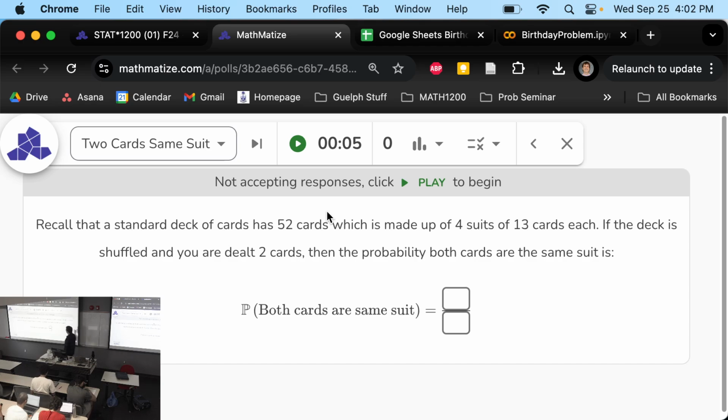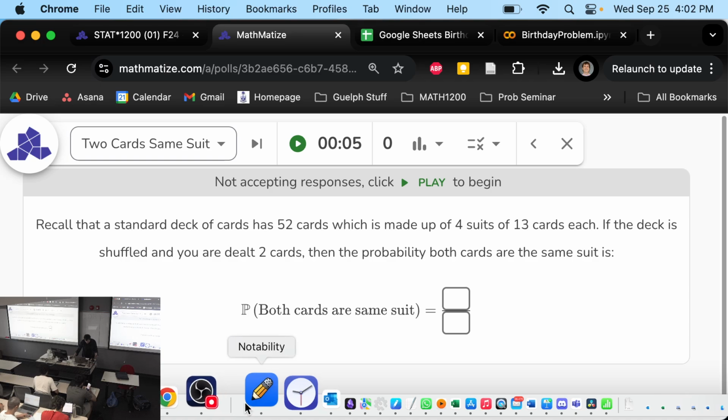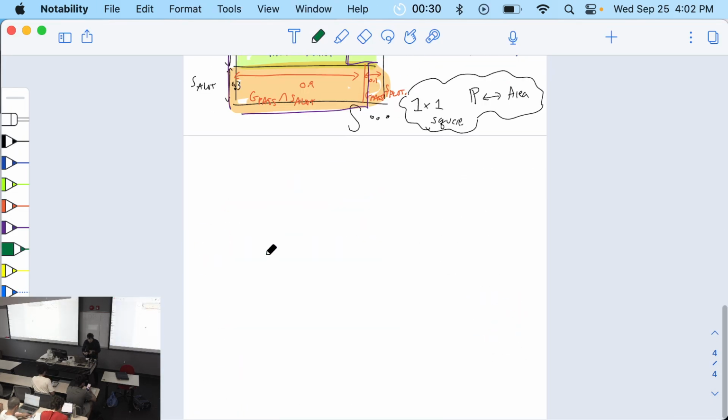And we had a deck of cards with 52 cards that was made of 4 suits of 13 cards. You're dealt 2 cards. What is the chance they are the same suit? And let me draw the picture for this situation. I think some people were confused by a thing. So I'm going to repeat it quickly.